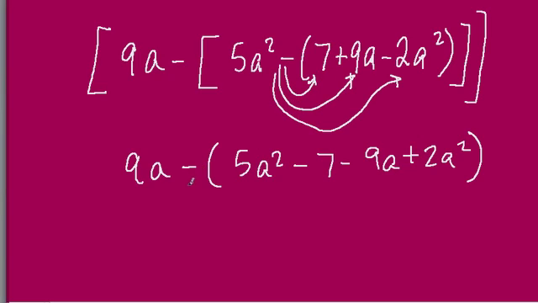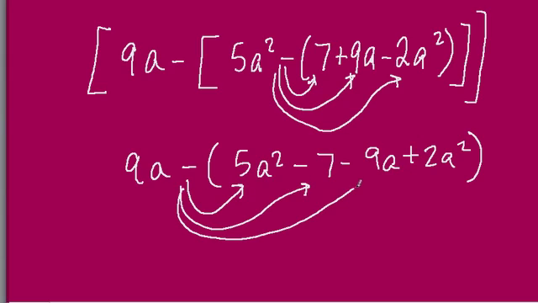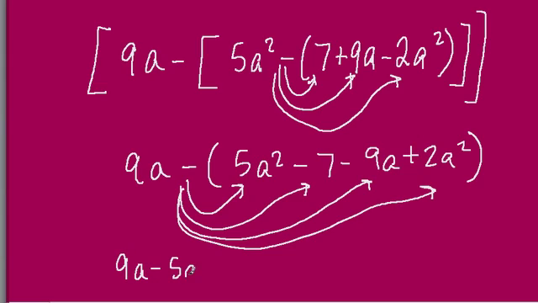So now again I distribute this minus sign. Even before I evaluate anything in here, even though I definitely could combine the a squared terms, I want to distribute as many subtraction signs as possible. So now we have 9a minus 5a squared plus 7. I'm distributing that minus sign. It reverses the minuses to pluses, or subtraction to addition. And here plus 9a, and then minus 2a squared.